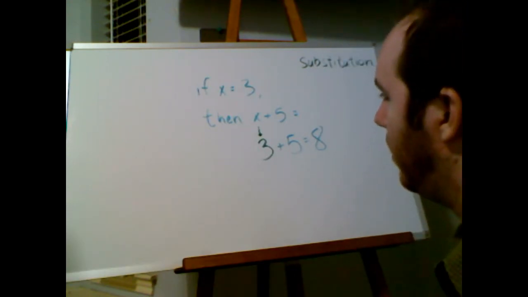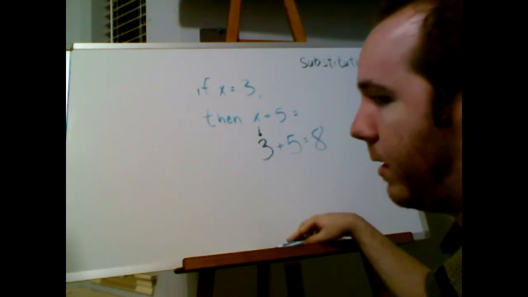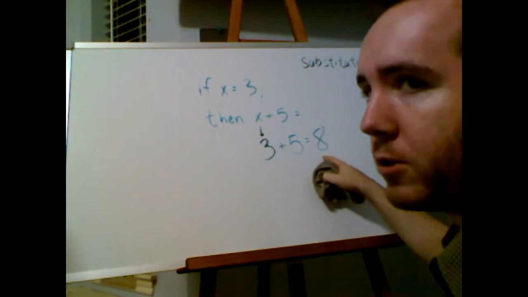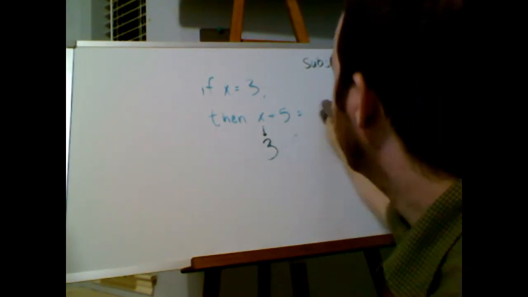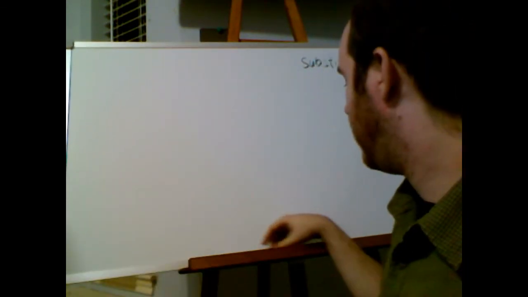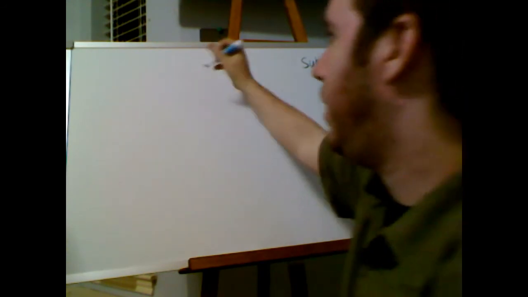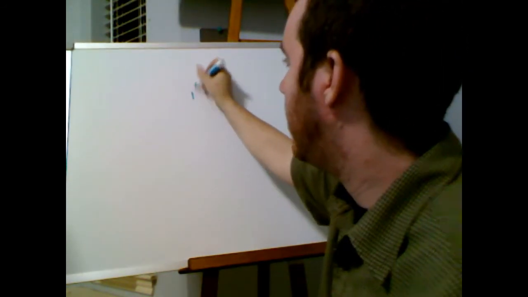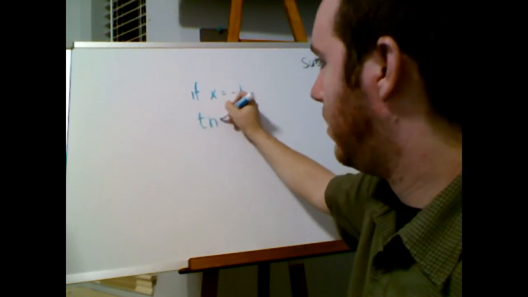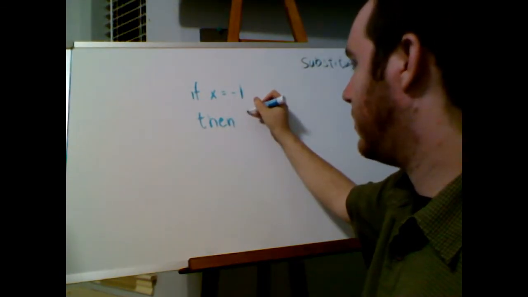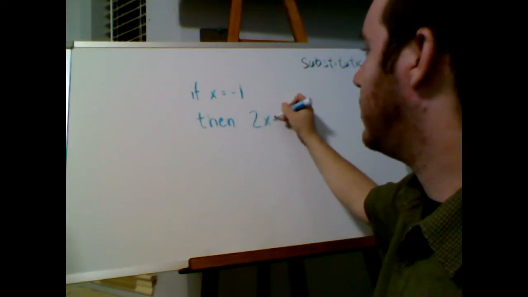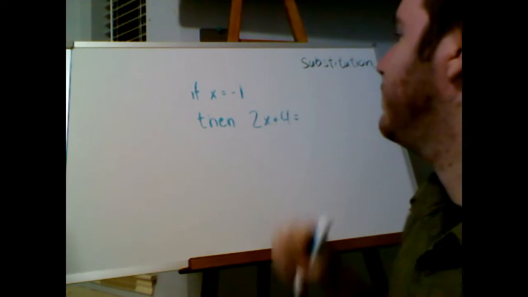Alright? So, moving on, looking at another example. The second question. Yeah, 8 should be the answer to your first question. The next example. We see if x equals -1, then 2x plus 4 equals.